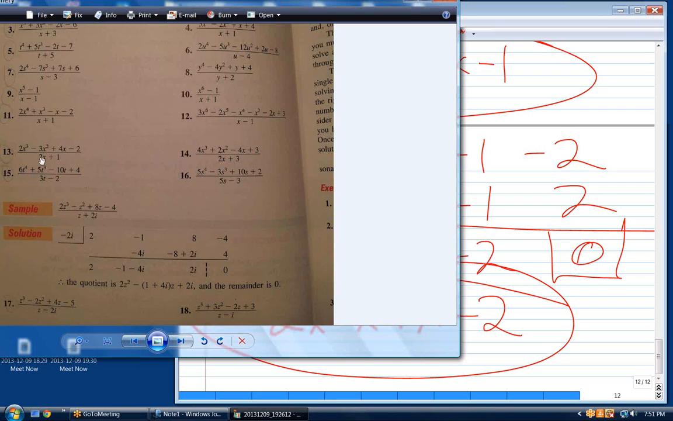Now, on something like 13, what are you going to put in the box? I know you don't have to do that one, but would it be -1/2? Yes. In other words, you set this equal to 0, solve for it, and that's what you put in the box. Okay?